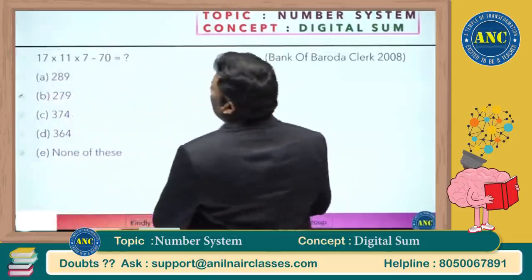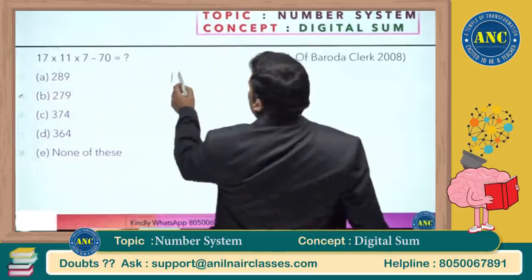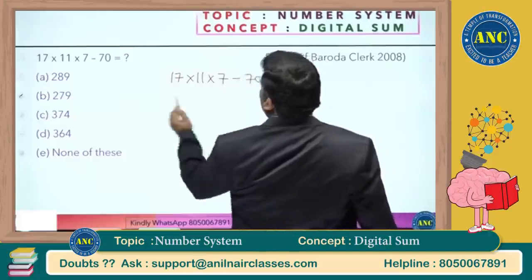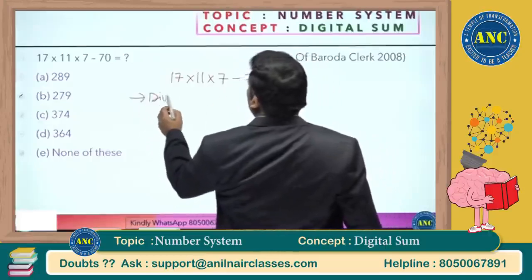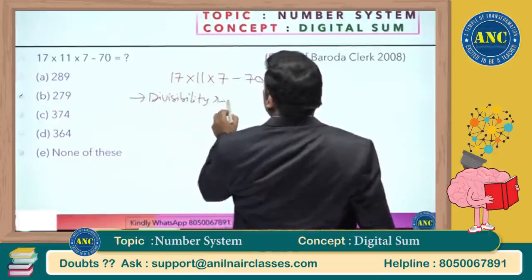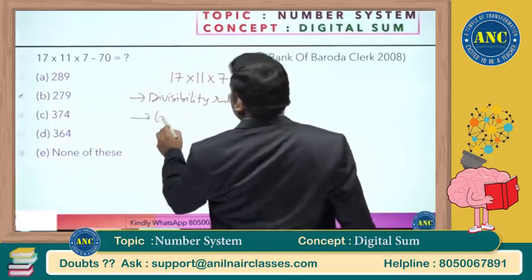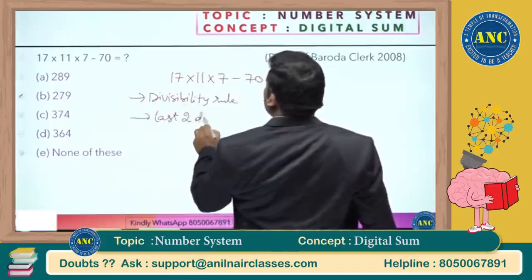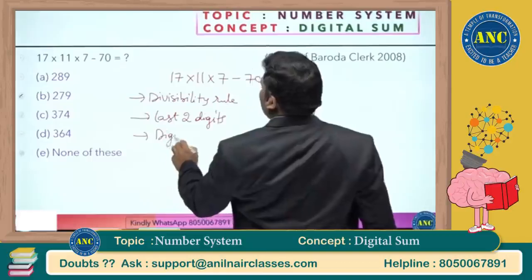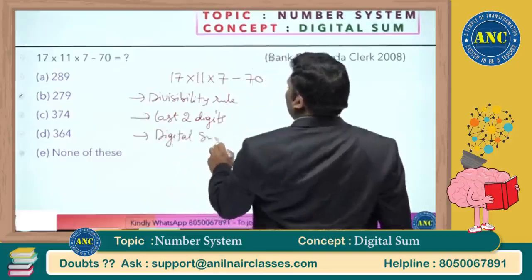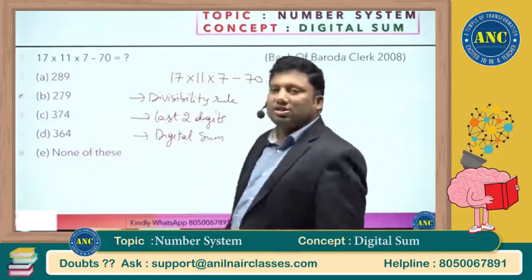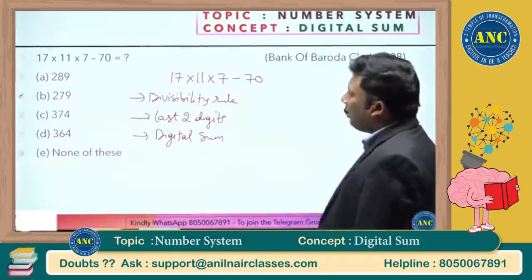17 into 11 into 7 minus 70. You can solve this question from multiple angles. One is the divisibility rule. Another is last two digits. Another is digital sum. You can look at this in three different ways: divisibility rule, last two digits and digital sum. Let us look at all the angles one by one.